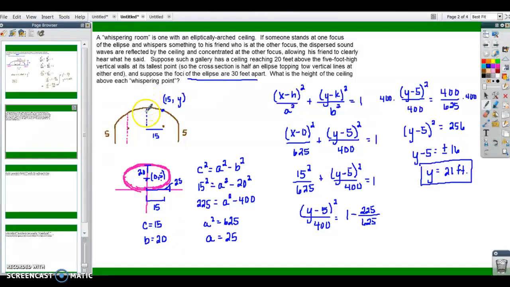Now that might be a tiny bit misleading when you see that the ceiling reaches 20 feet above the 5-foot-high vertical walls. That's why the distance from the center up to the top was 20. It wasn't from the floor up to the top. It was from here up to the top that was 20. But the distance from the floor to the ceiling here is 21. So those are a few examples of some application problems with ellipses. In the next video, I'll go through example problems, application problems with hyperbolas.